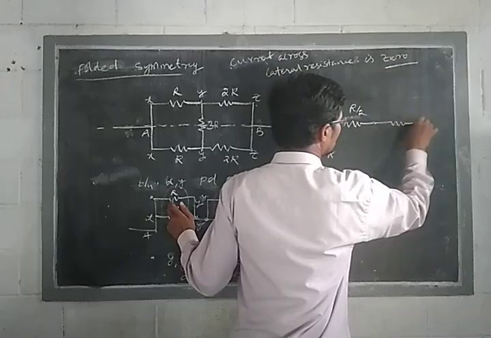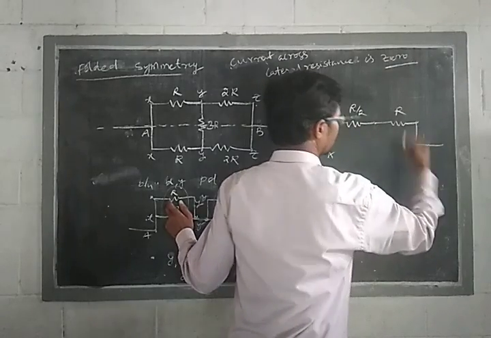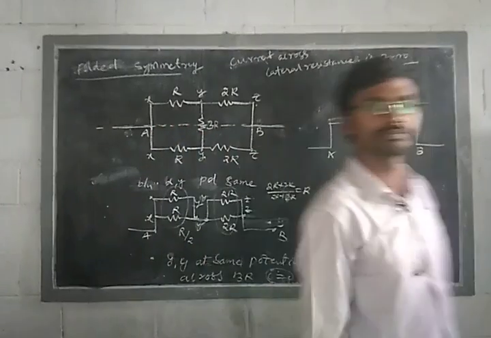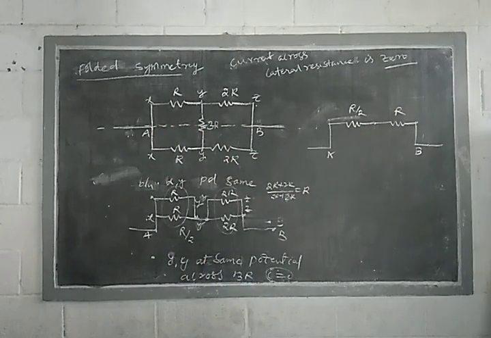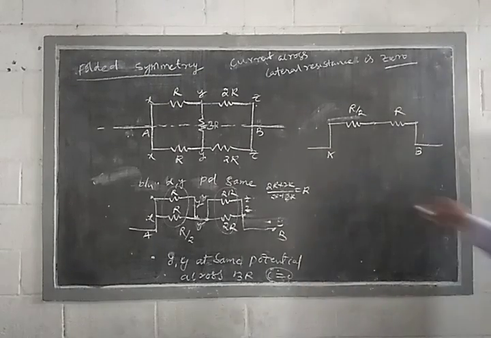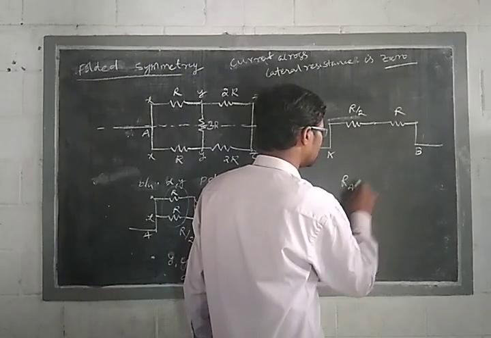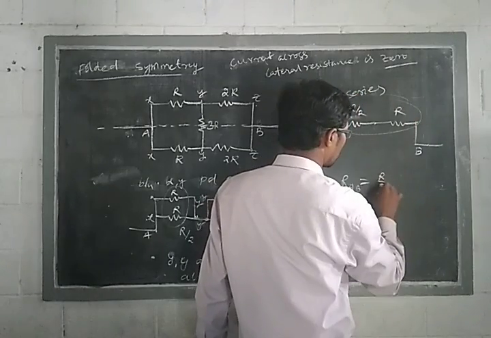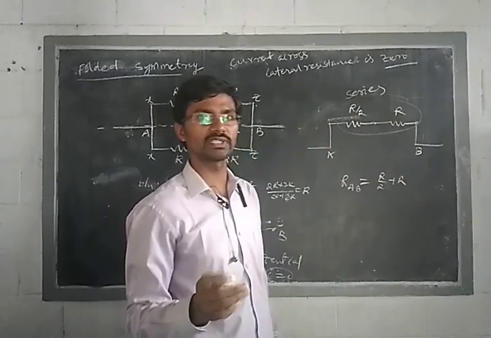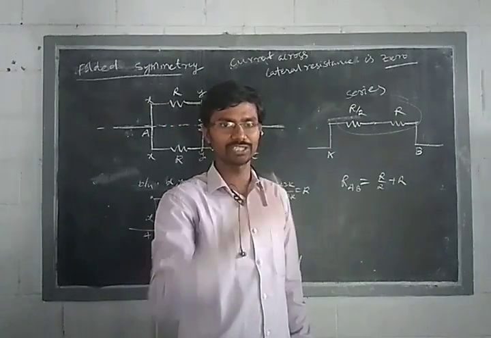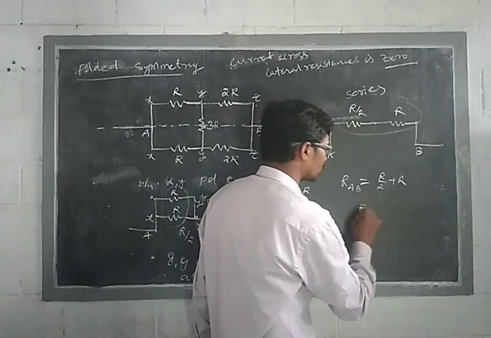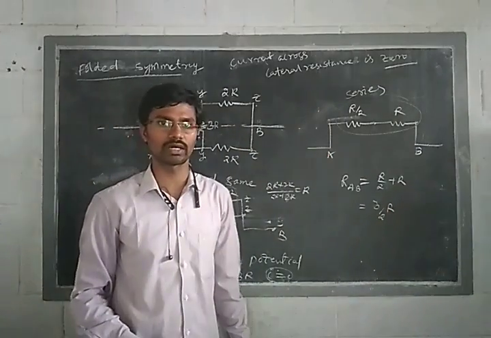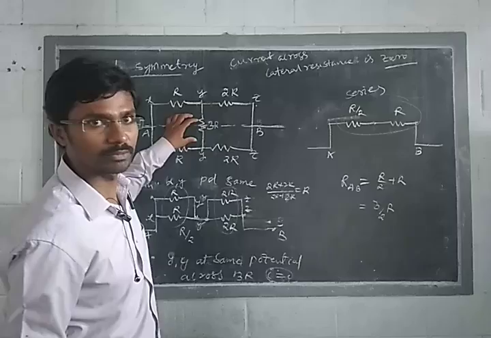And the next one is R. Now, what is the combination of these two resistors? Can you tell, students? Series. Yes. Then what is the equivalent resistance? RAB is equal to, in series combination, R by 2 plus R. In series combination, the resultant resistance is the sum of the individual resistances. Then R by 2 plus R gives 3 by 2 R. So this is the equivalent resistance of the network when we have considered folded symmetry.